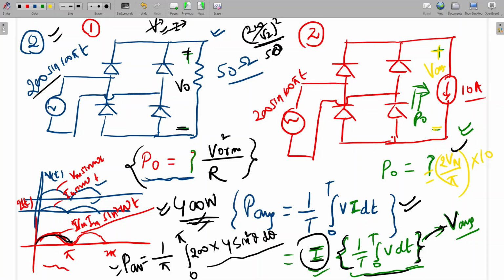Can anyone calculate? I'm also calculating. So 2 into Vm, how much? 200. Divided by pi, it will be approximately 1274 watt. Okay.